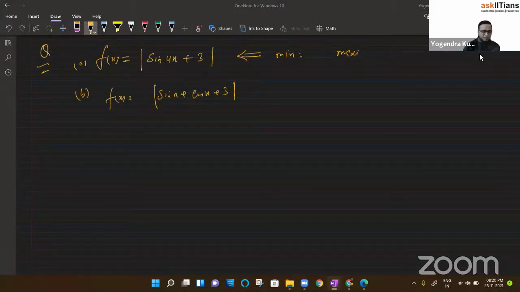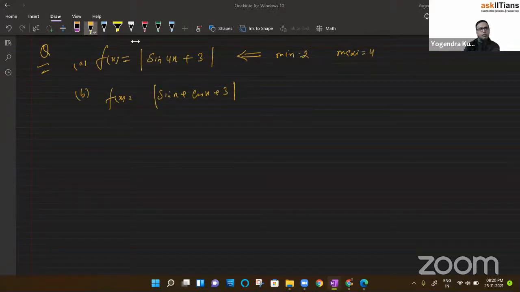Okay. Minimum is 2. Yeah, right. Okay, Devashi's answer is correct. Maximum is 4. For the first question, for the A part. Right, okay. Yeah, everyone is getting that. Minimum is 2, maximum is 4.